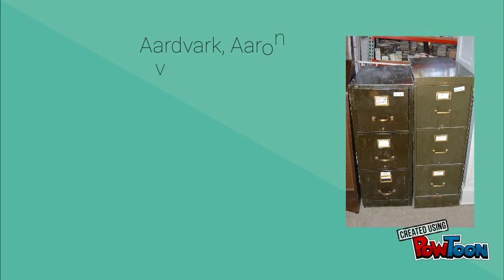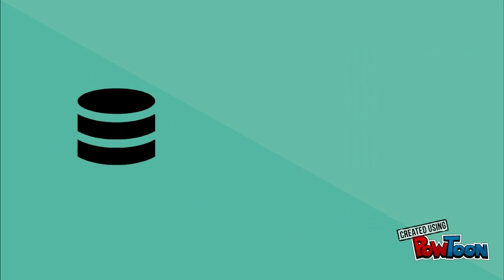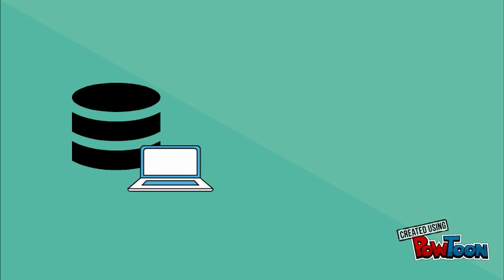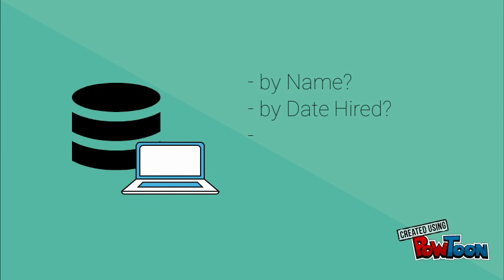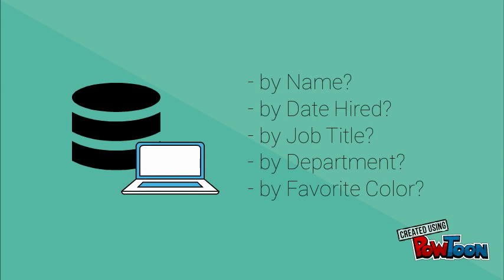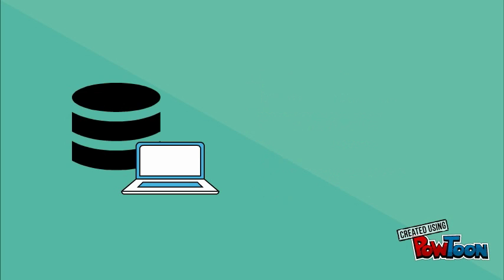A filing cabinet would organize these records alphabetically by last name, because that is the most likely way you would find those records. With a database, you could sort these records instantly, however you choose. If you wanted to sort them by first name or date hired, you could with the click of a button. A database gives you many other ways to find information that you want.